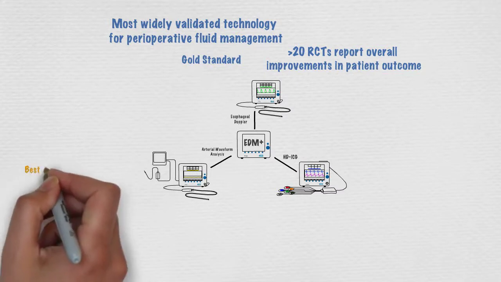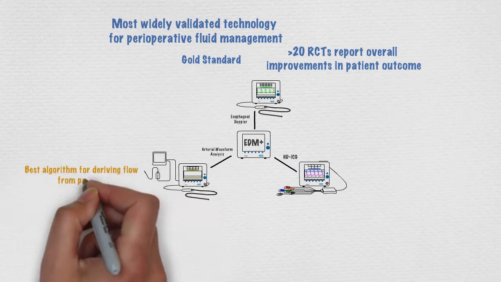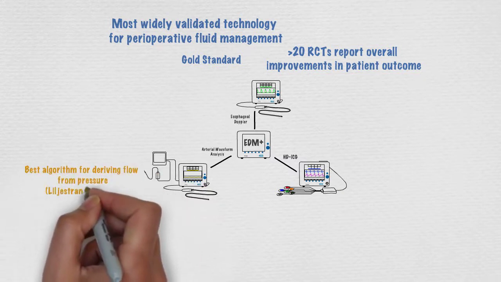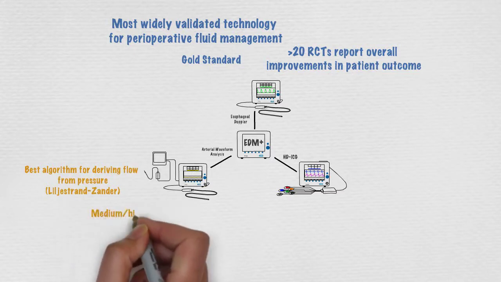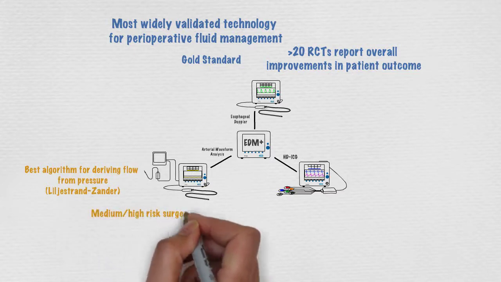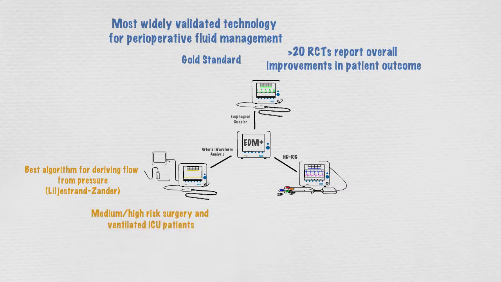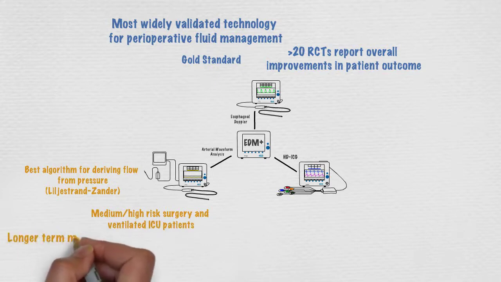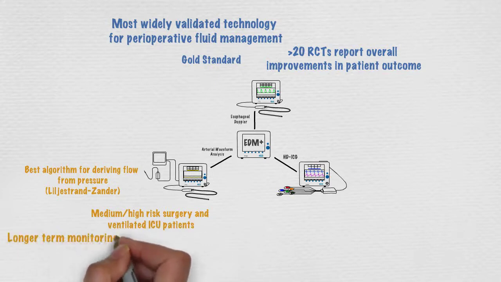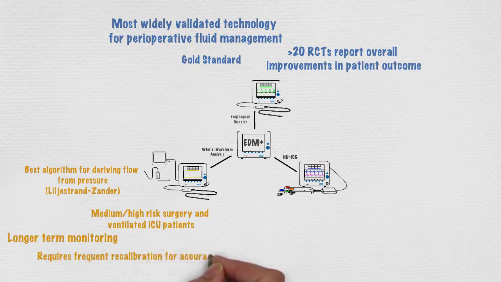The ODM Plus includes the best algorithm for deriving flow from pressure, developed by Lillestrand and Zander. It's calibrated by the esophageal Doppler and therefore suitable for medium to high-risk surgical patients and ventilated ICU patients. It also enables longer-term hemodynamic monitoring. But as with any arterial pressure-based technology, it does require calibration and frequent recalibration to ensure accuracy.